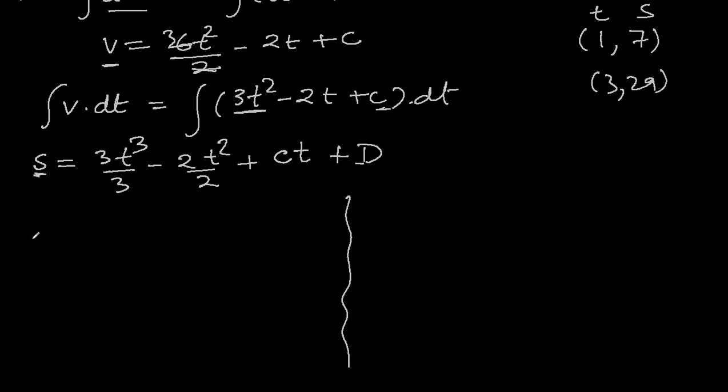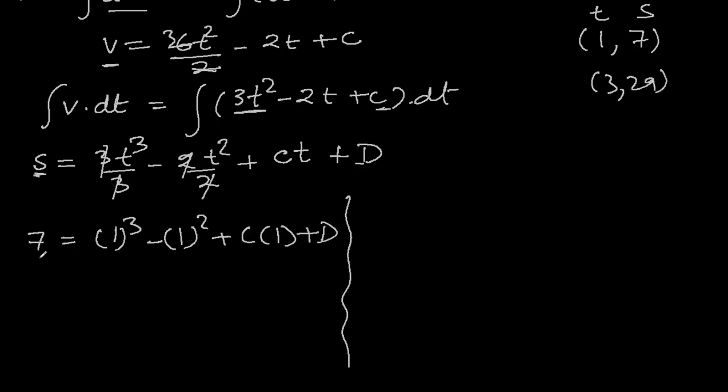s is replaced by 7. So s equals, 3 and 3 cancel, 2 and 2 cancel, 1 cube minus 1 square plus c times 1 plus d. So 7 equals 1 minus 1, 0, c only, c plus d. That's our equation number 1.